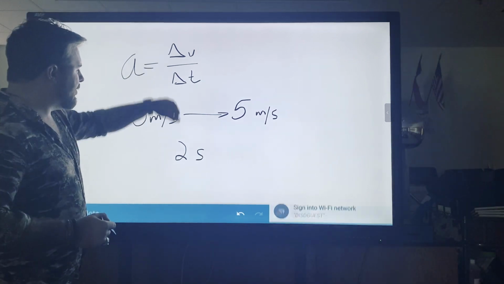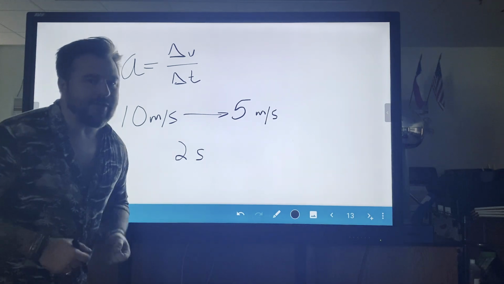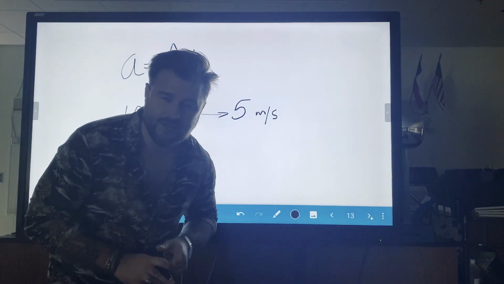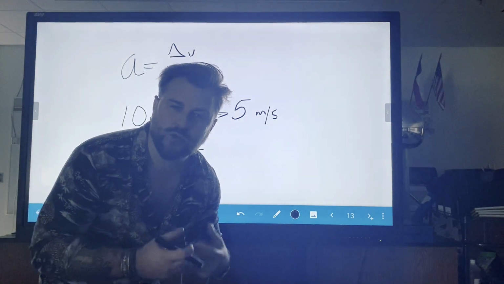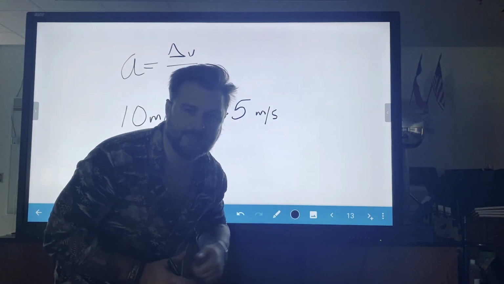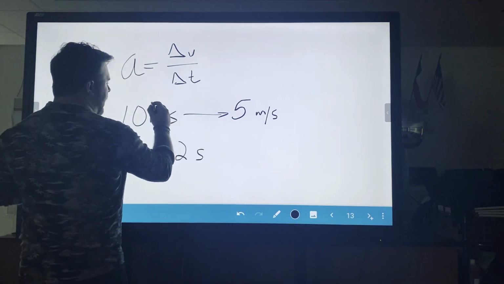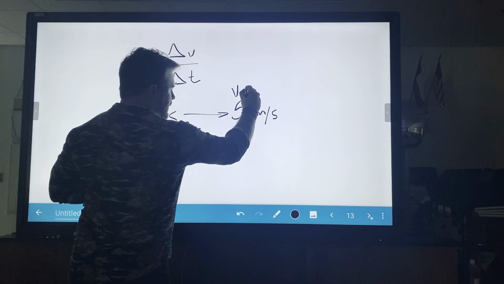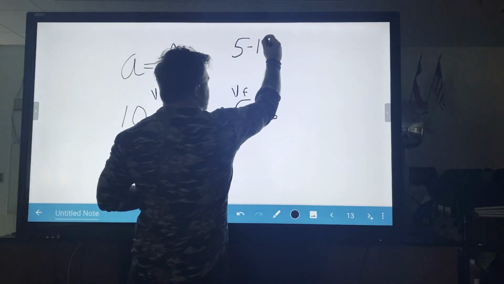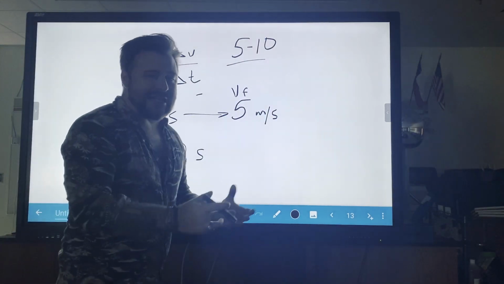So let me input. How much did the velocity change, final minus initial? You might say 5. You would be wrong, right? That's the magnitude. But this is a vector. What direction is it accelerating? Is it accelerating in the direction of motion or the opposite direction? You should see that this is slowing down. So this is my final minus my initial, it's 5 minus 10. Final minus initial. Then it becomes clear what these signs are all about.